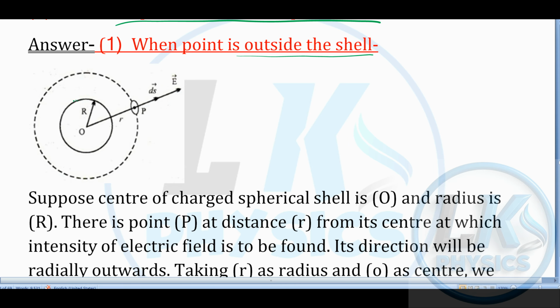This is the charged cell whose center is O and radius is R, and the point located outside is P. Draw a spherical Gaussian surface with center O and radius r. There is a small area element in which P is a point. The area vector of this small area element is ds, and the electric field also is along the same direction as the area vector.